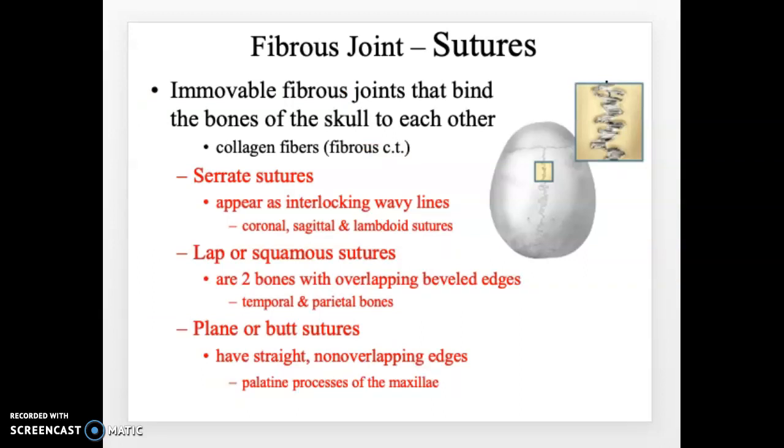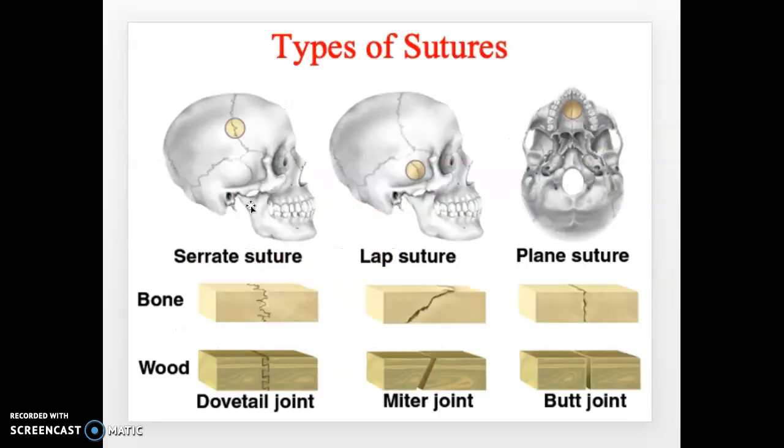So the first type of fibrous joints are sutures, and this is your skull here. This is the top of your skull. Sutures are fibrous joints that hold two bones together very firmly. There's not much movement going on here. This is fibrous connective tissue. There are a bunch of different types of sutures. I don't care that you know the specifics of them, but just keep this in mind.